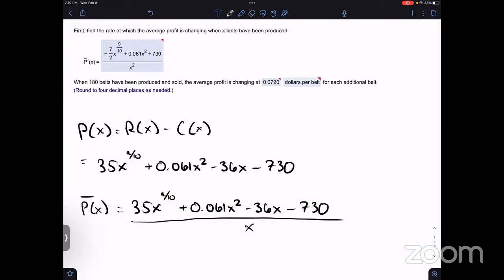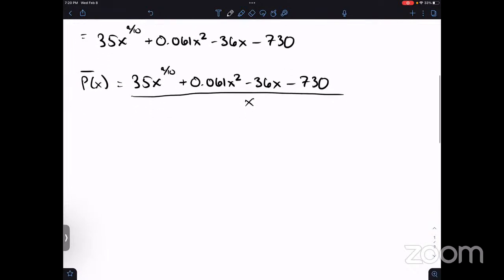Bottom times the derivative of the top minus the top times the derivative of the bottom, with the bottom squared. You said that the average profit is P of x divided by x. I'm just thinking about how I want to take this derivative. Do I want to rewrite it where I distribute the x into the top, which I feel like might be a little bit easier, but I'm going to attempt to do the quotient rule definition of derivative.